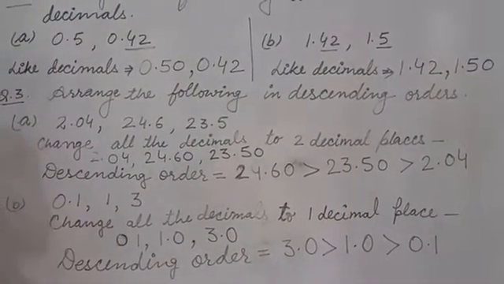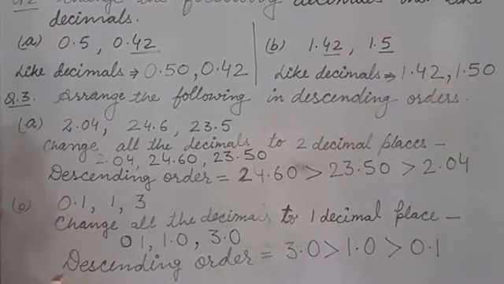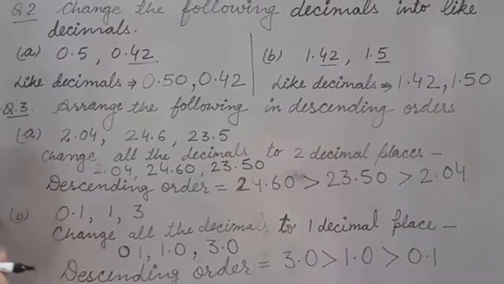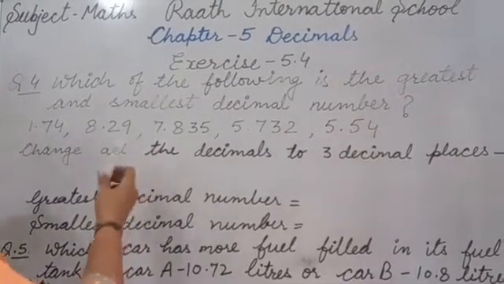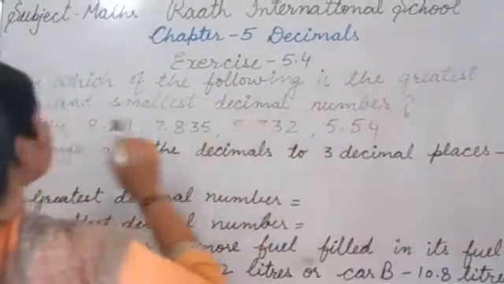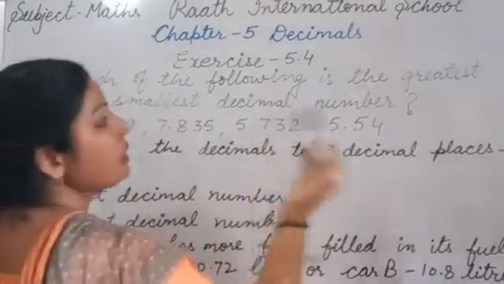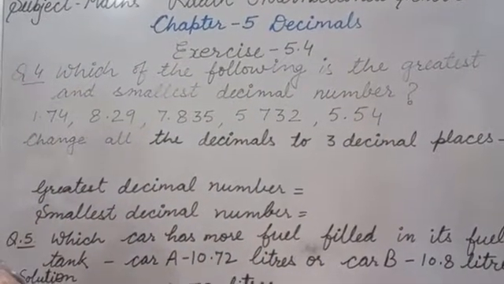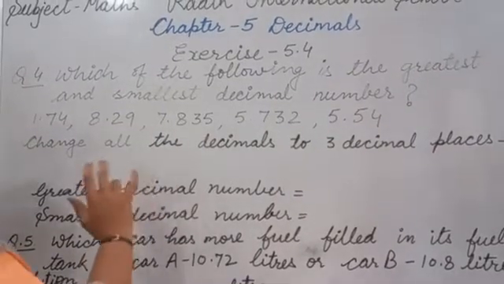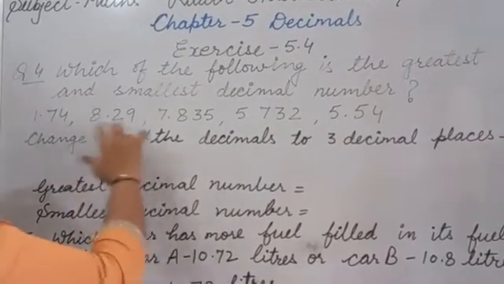Now the C and D parts you will do yourself. Okay, now question number 4. Which of the following is the greatest and the smallest decimal number? You should tell which is the greatest decimal number and which is the smallest decimal number from these.